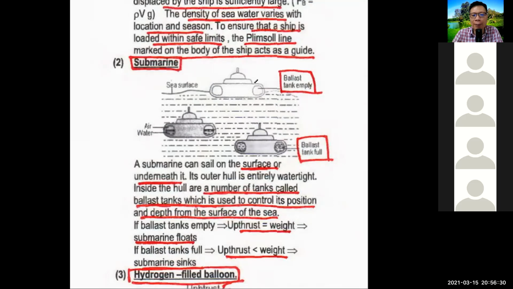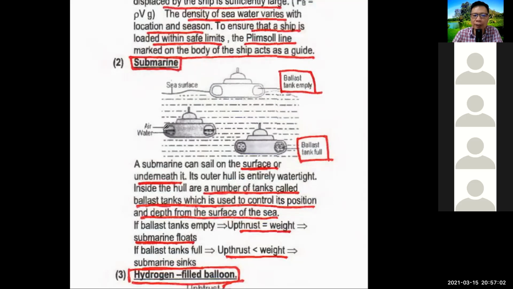When the ballast tank is empty, the submarine will float stationary. Why? Because when this ballast tank is empty, it means not heavy, so it will float. When the submarine wants to dive inside the sea, I will turn on the pump to pump the water inside to fill up the ballast tank.